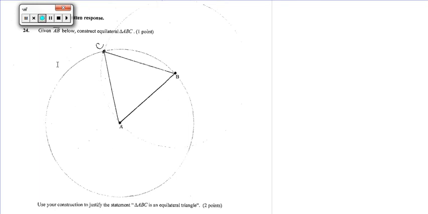So when you're writing your summary of this, you would have to say something along the lines of: point C is on both circles, so CB is a radius of both circle A with radius AB and circle B with radius AB, so therefore all three segments are congruent to one another.